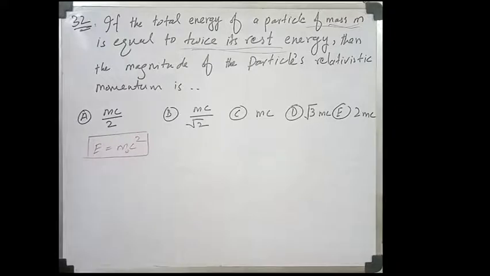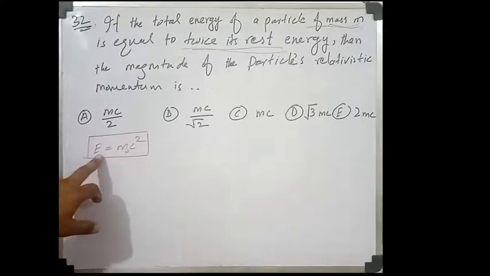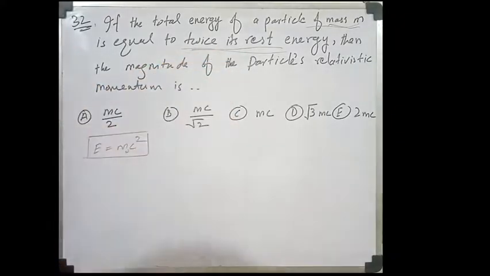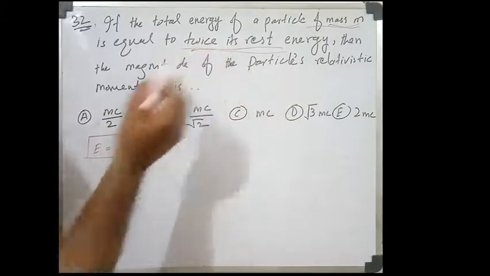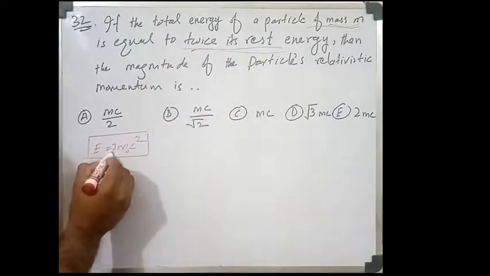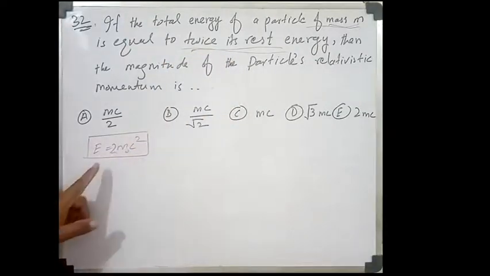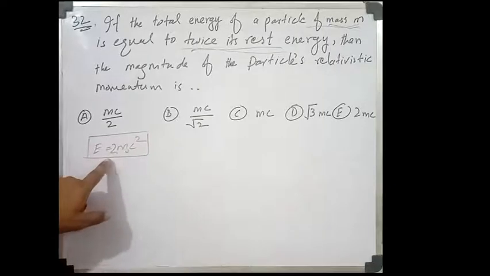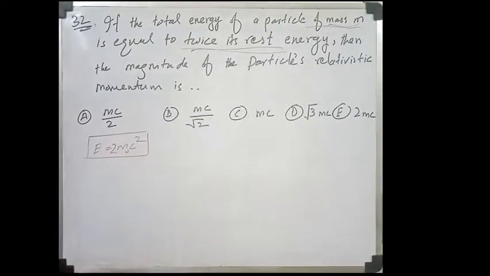Now we have to calculate the relativistic momentum. In our case the total energy is twice the rest energy, and the rest energy is m naught c square. We have to find the relativistic momentum of this particle.